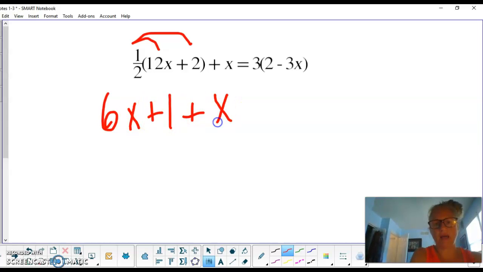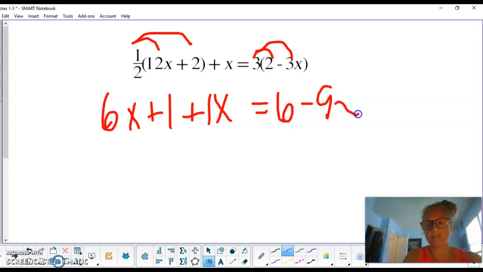And remember, any variable that does not have a coefficient is automatically 1. We say if none, add a 1. All right, and then we're going to distribute here, so we get 6 minus 9x. So the first thing we want to do is get rid of those binomials in the parentheses by distributing.